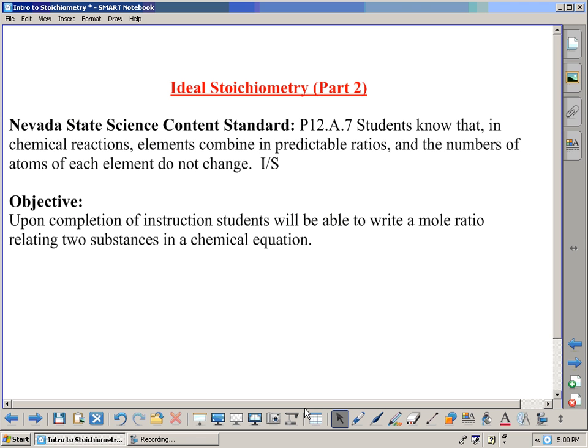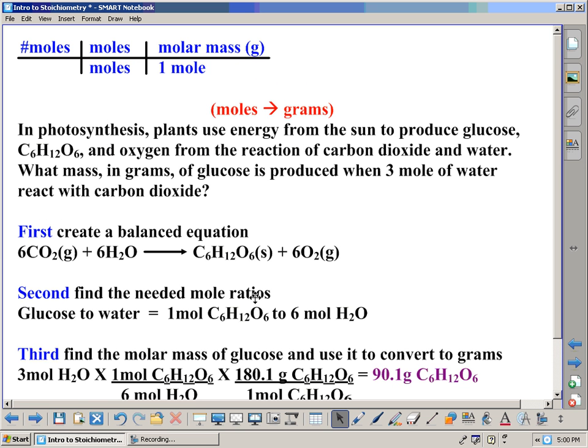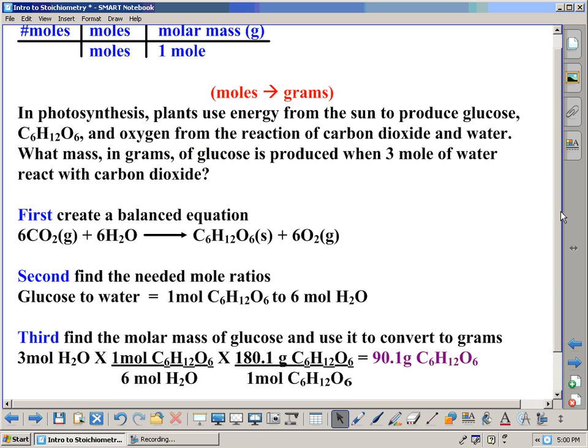Okay, here we are, and welcome to part 2 of our ideal stoichiometry videos. Last time we covered mole to mole equations and some mole to grams, and just as a quick review, we can talk through a mole to gram equation. Here it's all worked out for you.